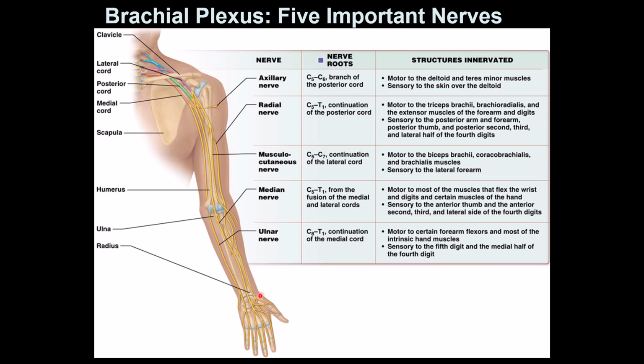The ulnar nerve supplies a couple of muscles in the forearm area, so that's important for flexion of the wrist and fingers, but it also supplies 1.5 fingers medially, on both the anterior and posterior part of the hand.